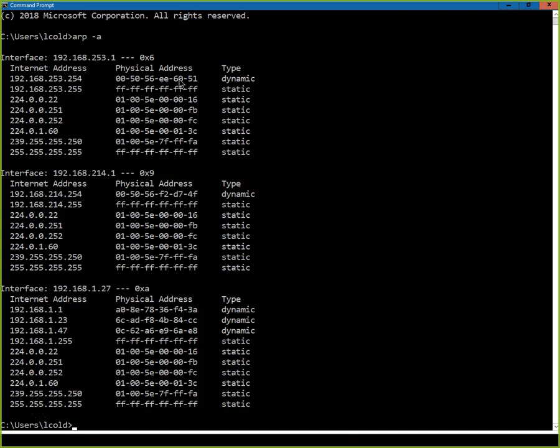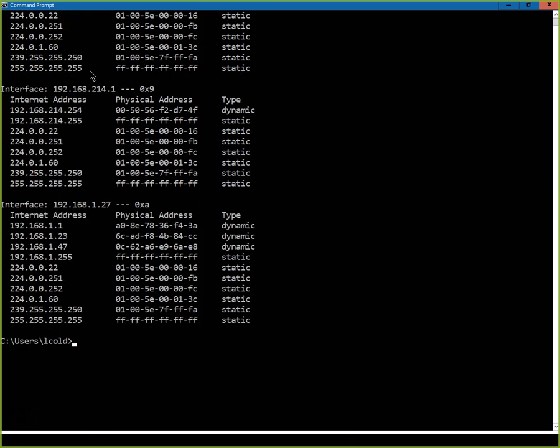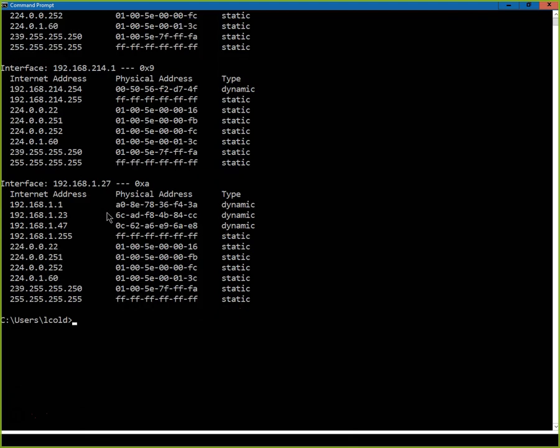192.168.253.254. Here is its physical address. Dynamic means that the computer found it, and we have a bunch of statics in here. 224, and these are addresses that you really shouldn't know about yet. Multicast addresses, broadcast address down here. These are all virtual MAC addresses up here.